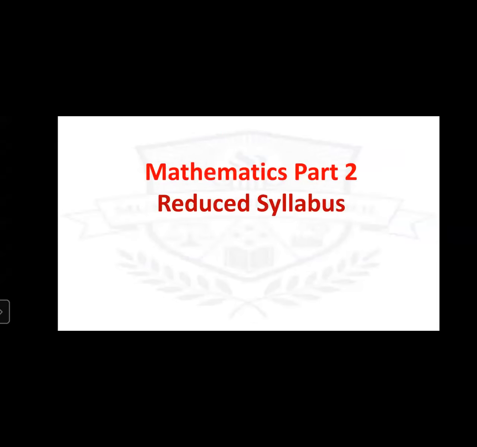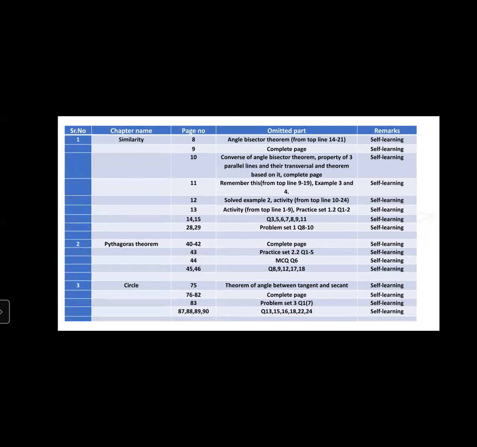Mathematics part to reduce syllabus. In this pandemic year 21-22, few portions and topics are omitted from your syllabus. So let's revise. In Maths 2, there are total 7 chapters. The first chapter is similarity. If you want, take a screenshot of this slide.